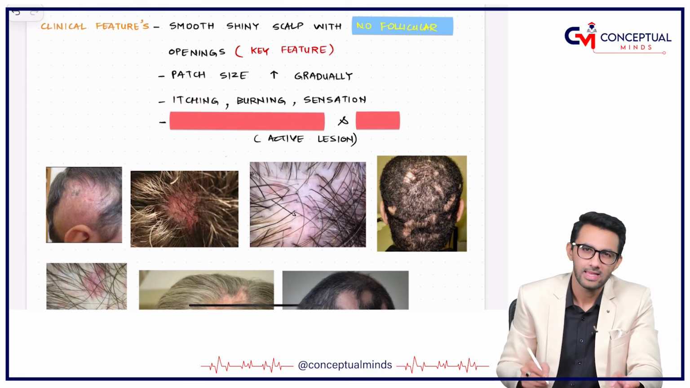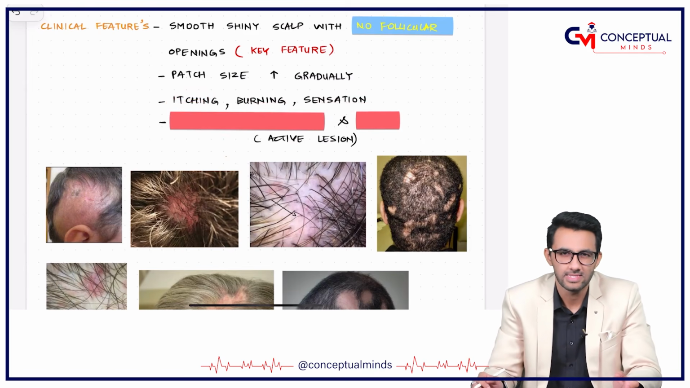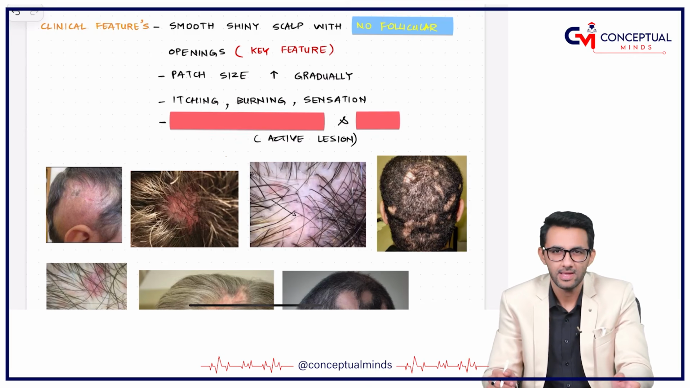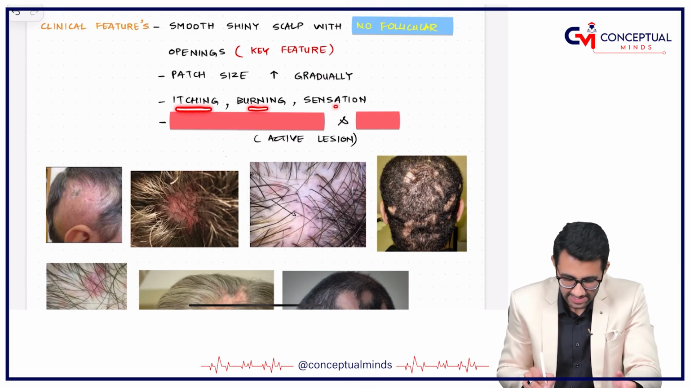Then itching and burning sensation. Definitely this is a very vague finding, just like conjunctivitis. Okay, so we have nausea, vomiting, and over here there is itching, burning sensation which is there.